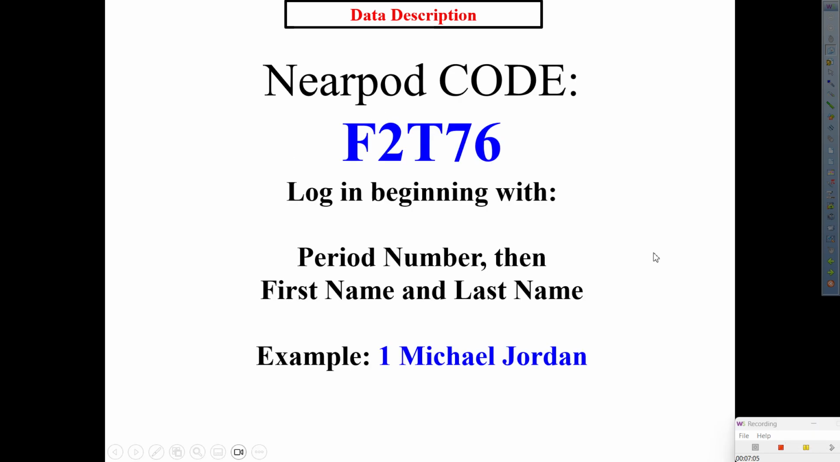All right, copy this code to access the study guide one more time. F2T76. Write that down. F2T76.